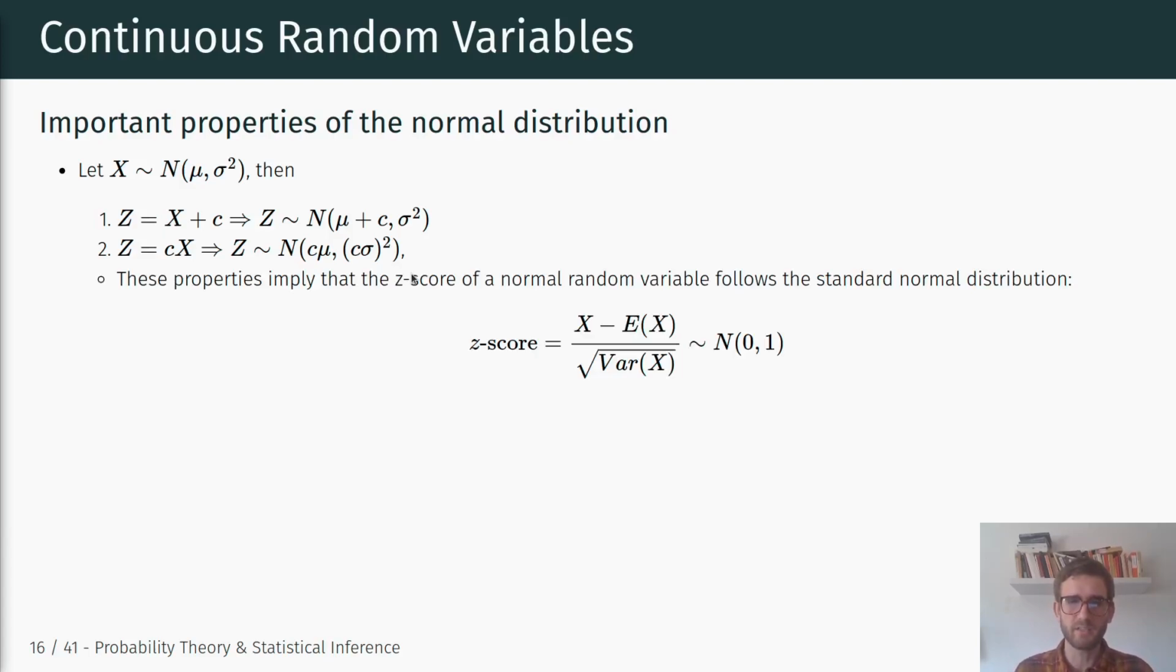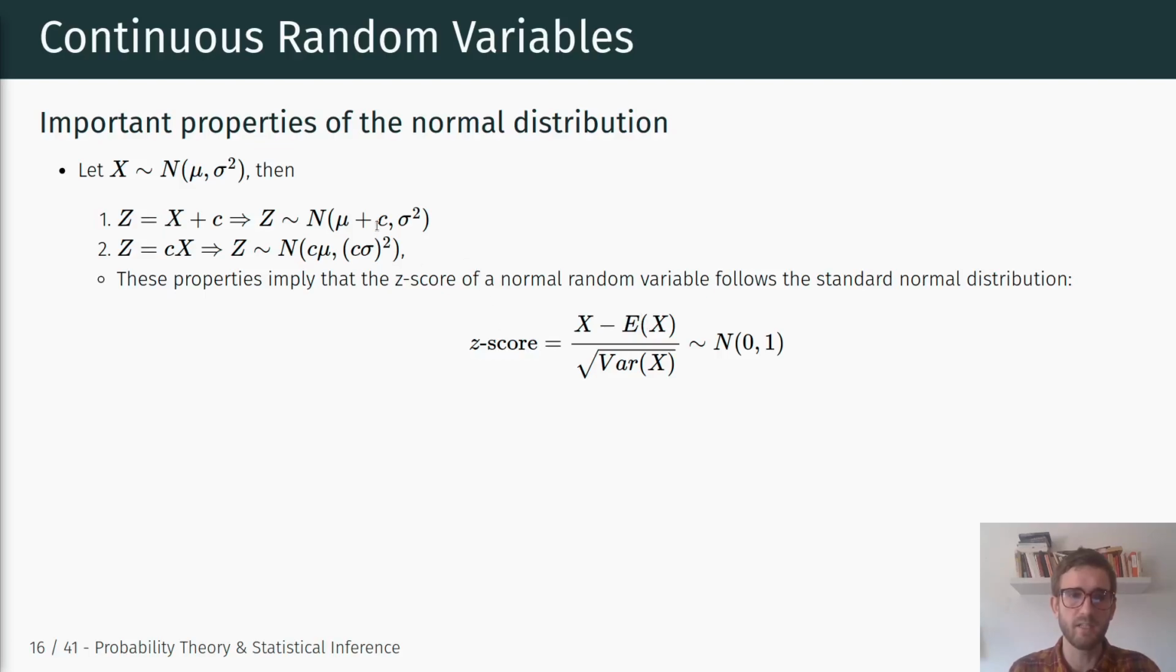Both properties together, that adding constants and multiplying by constants still yields a normal distribution but with varying means and standard deviations, imply that the z-score of a normal random variable follows the standard normal distribution. And this is the underlying logic that we rely on when we compute z-scores, which is standardizing by subtracting the expectation and dividing by the square root of the variance, or dividing by the standard deviation.